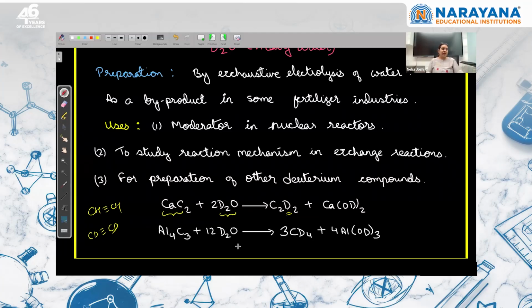Similarly, I want to have methane. Instead of this H, I want deuterium. So I have Al4C3 and CD4 is produced.